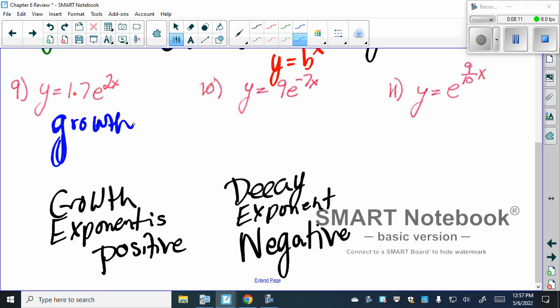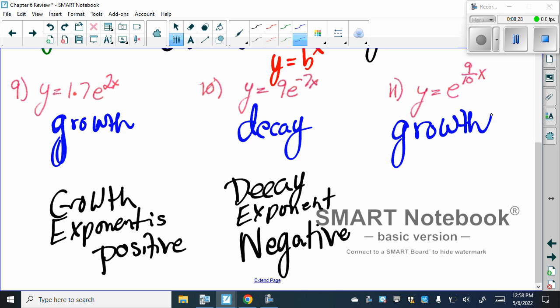Yeah, it just wanted to erase. So number 9 would be growth because the exponent is 2x. It's positive. Number 10 is decay because the exponent is negative 7x. And the last one would be growth, because it's more based off the fact that 9/10 times x is positive, not so much the 9/10. Any other questions on these here?